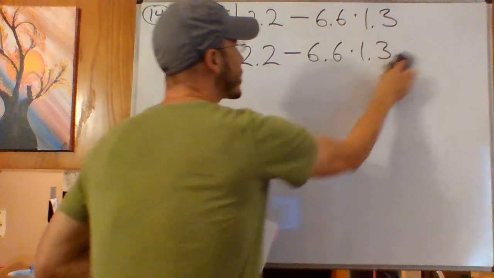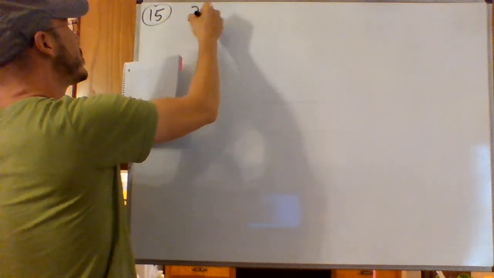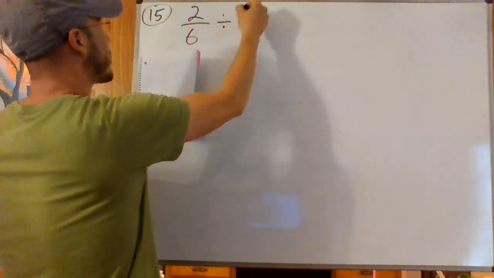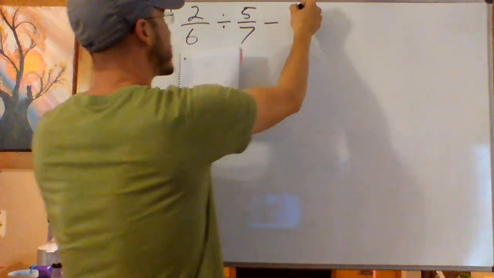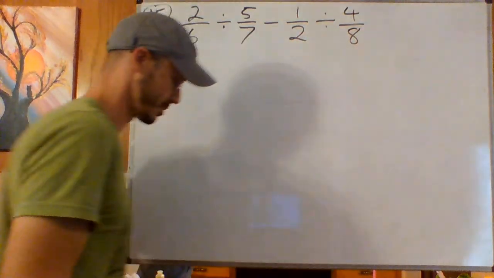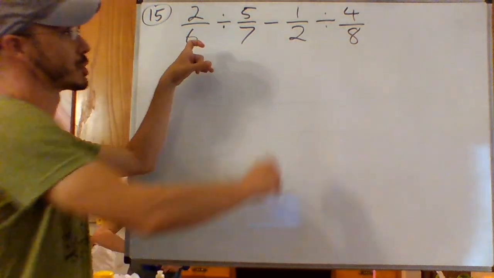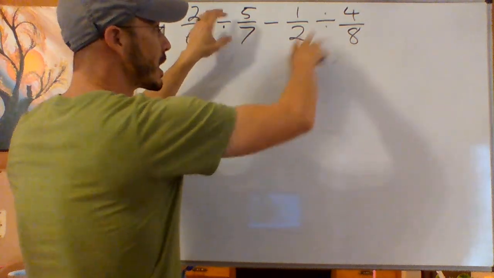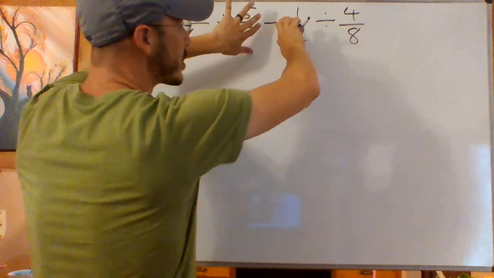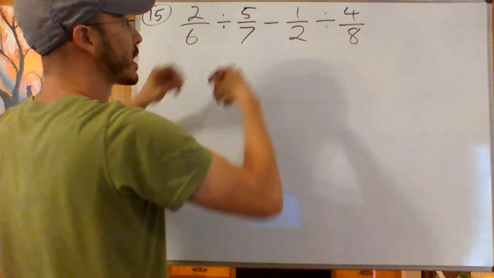Finally, I've got another fraction one. It's not nearly as big as the last one. But number 15 is 2 divided by 6 divided by 5 over 7 minus 1 over 2 divided by 4 over 8. So fractions. And the first thing we're doing is division. We can actually do both of these divisions because they're separated by that. We can kind of do two steps at once because they're not connected.